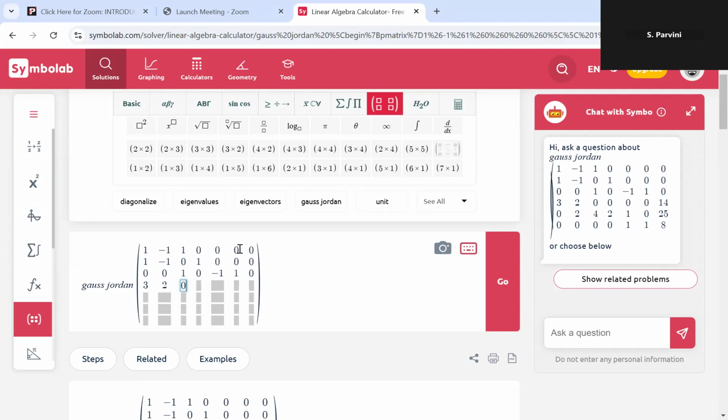3, 2, I got 1, 2, 3, 4 zeros and 14. This was equation 4. And then I have a 0, 2, 4, 2, 1, 0, 25. Almost done, folks. 1, 2, 3, 4. And then we got what? 118.